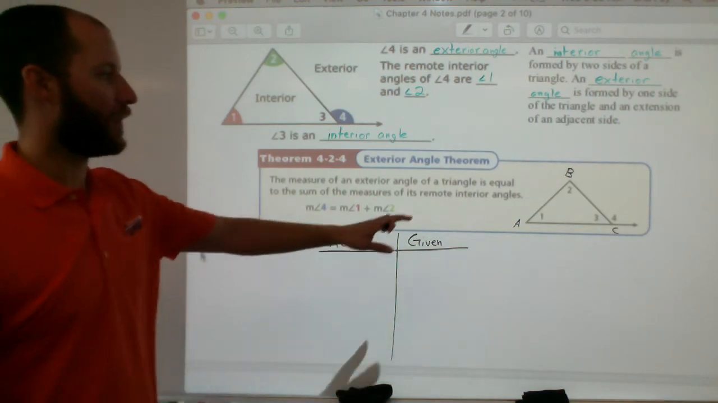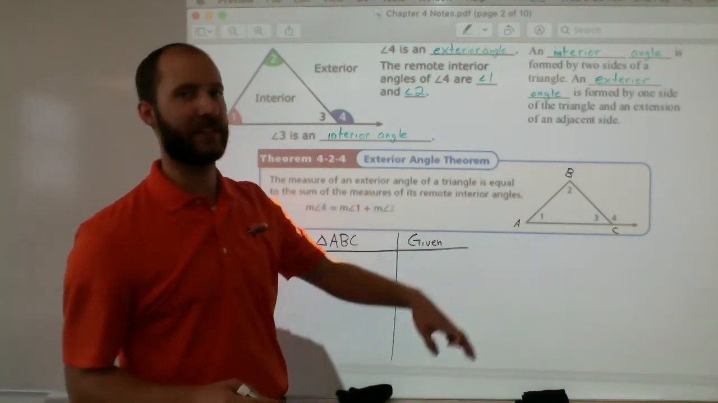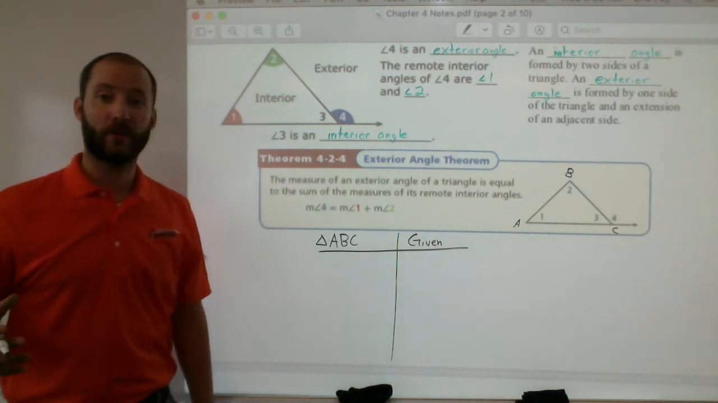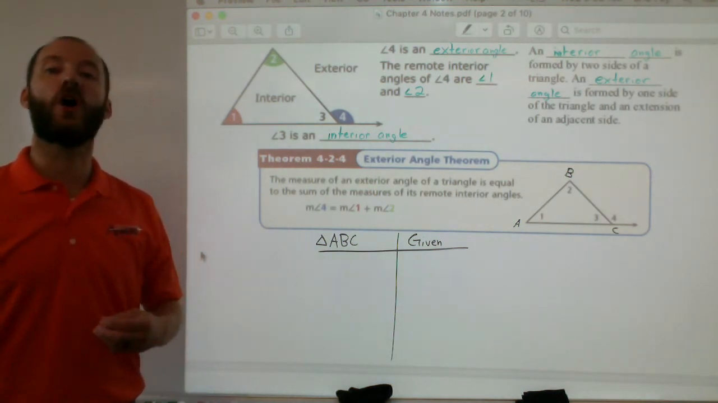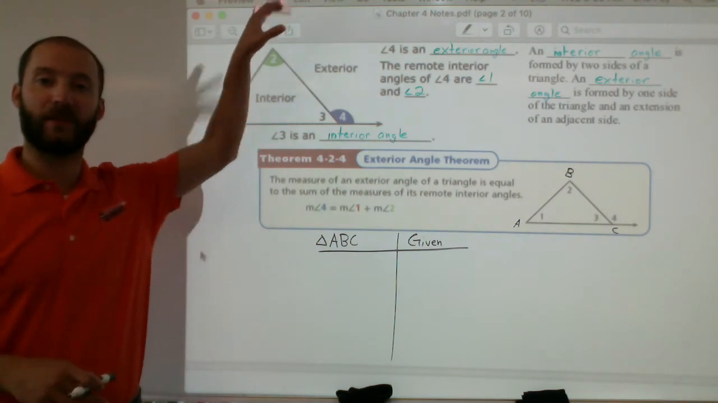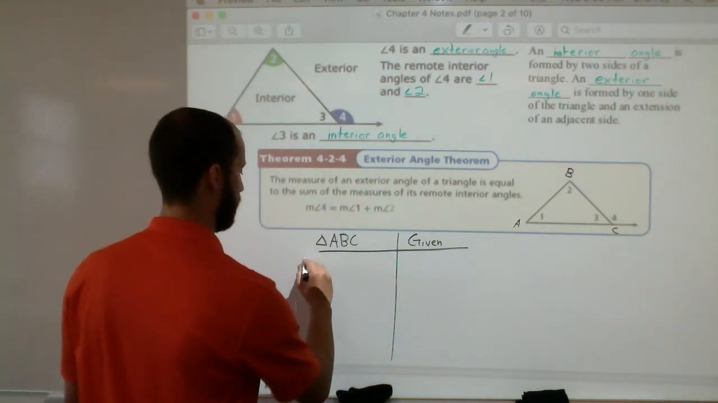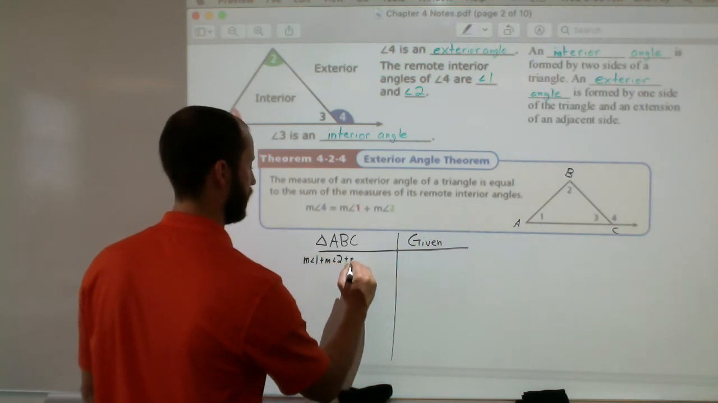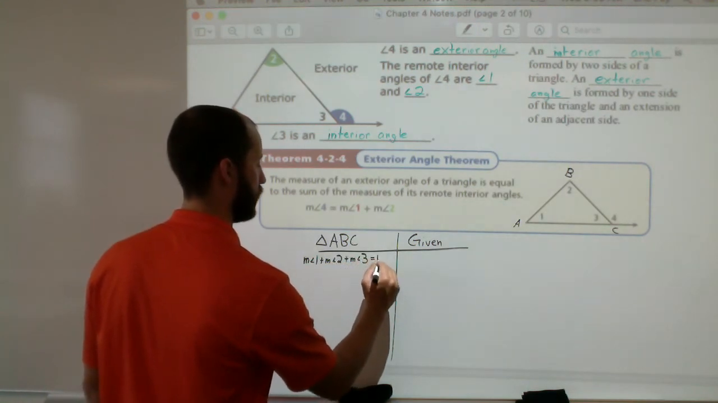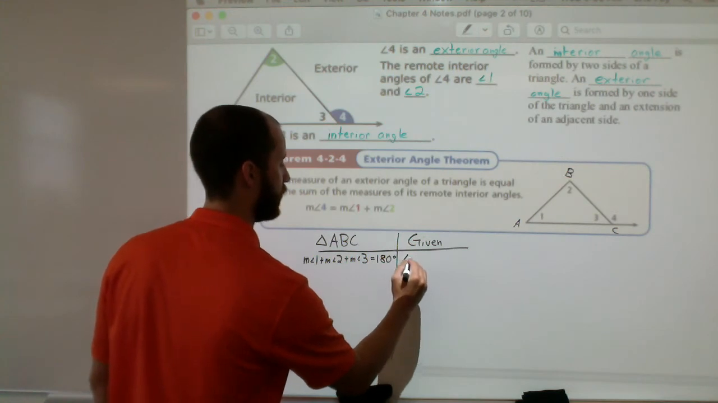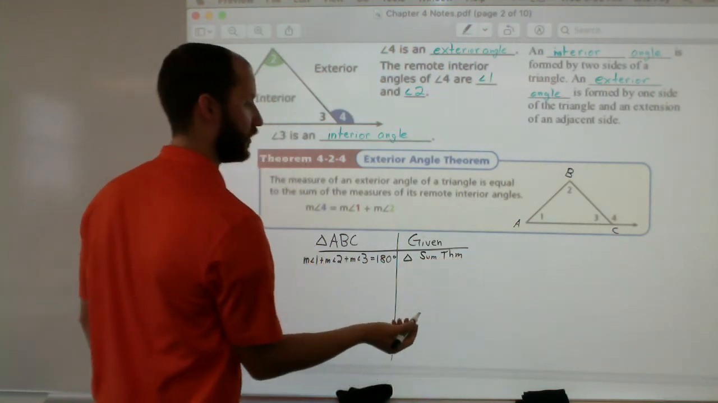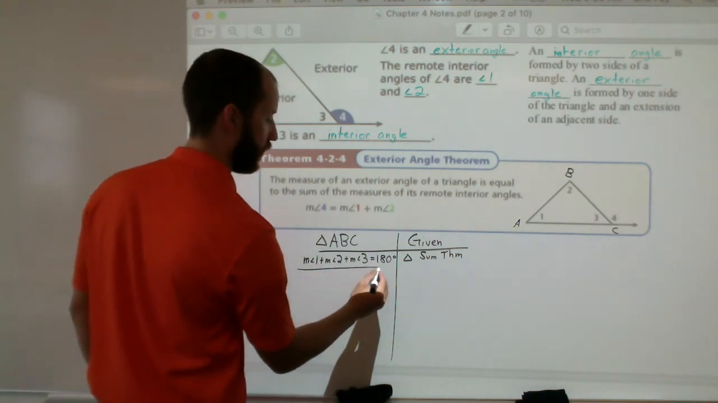Okay, and now we have all these numbers in here. We have that exterior angle formed. So let's talk about triangles. Okay, what do we know about triangles? Well, we just talked about something up here, that the measure of angle 1 plus the measure of angle 2 plus the measure of angle 3 equals 180 degrees. So triangle sum theorem. We know that to be true.